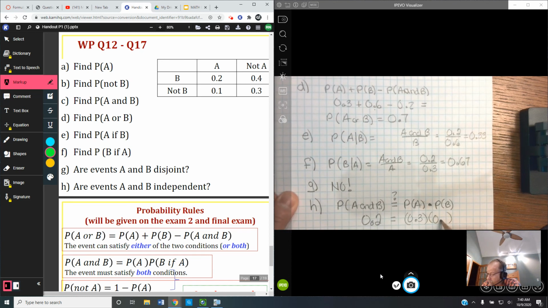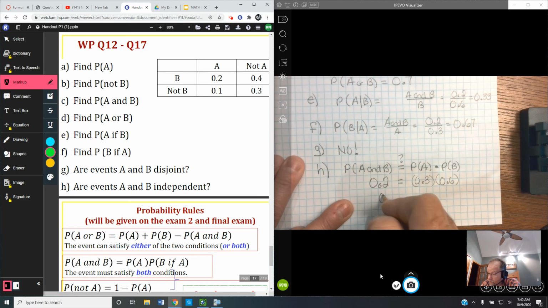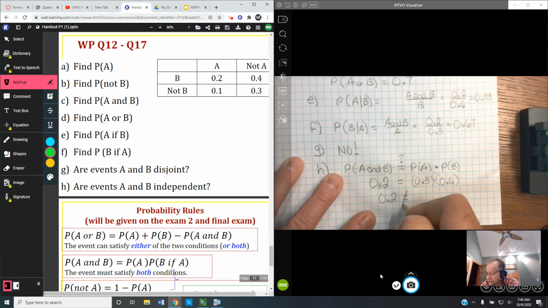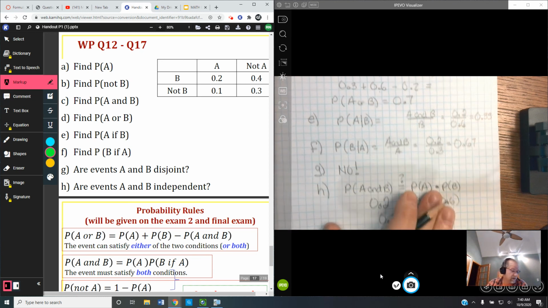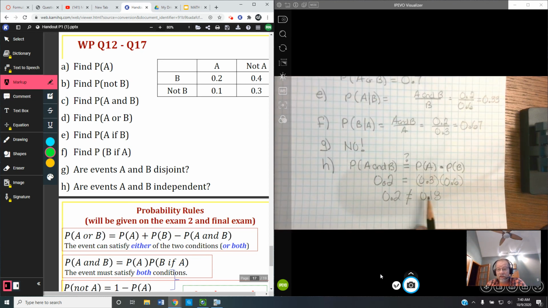Yep, 0.6. 0.3 times 0.6 is 0.18. 0.2 does not equal 0.18. So the answer for this is no. They are not independent. If they were truly independent, these two numbers would be dead on the same, whatever the heck they are.